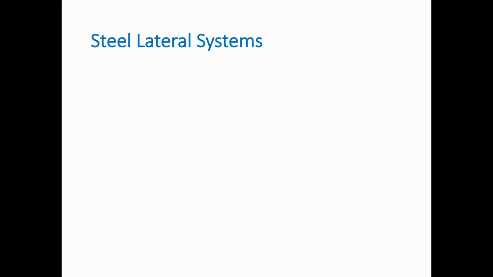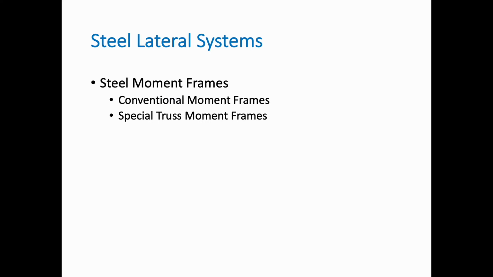Now we've got different steel lateral systems. We have the steel moment frames, and these are split into conventional moment frames and special truss moment frames, and we will be looking at the moment frames in this presentation. And we have the steel braced frames and shear walls. These are again quite standard systems for seismic resistant design. We will not talk much about the shear walls, of course, but the steel braced frames are part of this presentation, and we'll be focusing quite a lot on them.